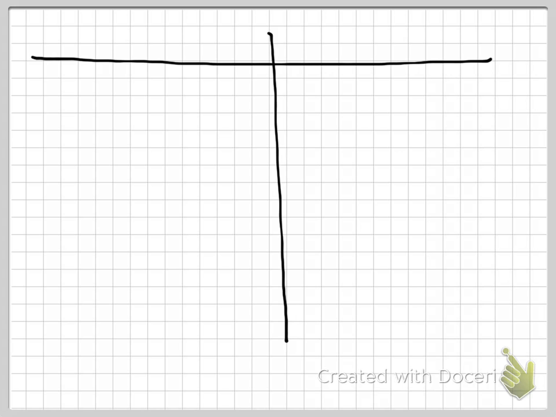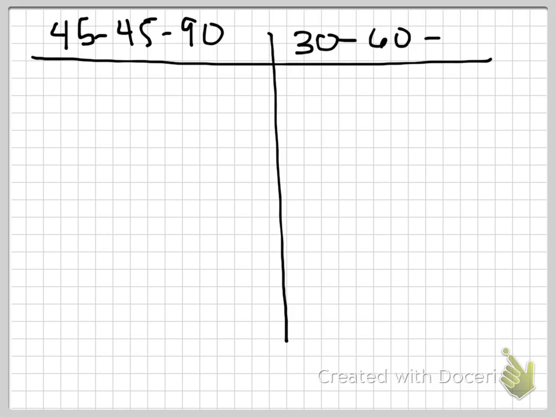We did 45, 45, 90, we did 30, 60, 90. Okay, so pictures. This is what a picture would look like. These are congruent. This is x, this is x, this is x times the square root of 2. These are the things you need to memorize.